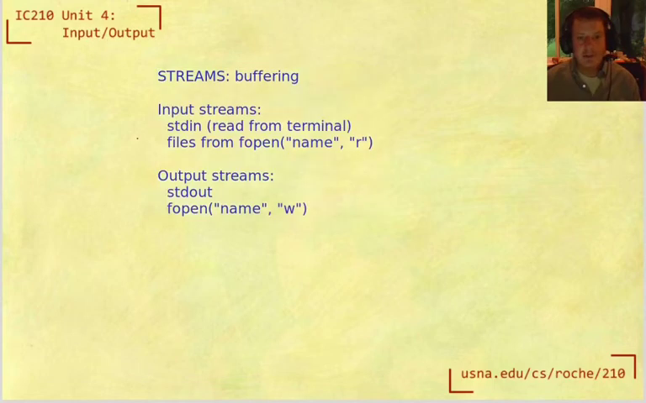It is actually possible to have a file which is open for both reading and writing at the same time, but that's a bit more complicated. If you think about it, it has to know where it is in the file for reading or writing. It's a little bit strange, so we won't really look at that kind of stream in this class.